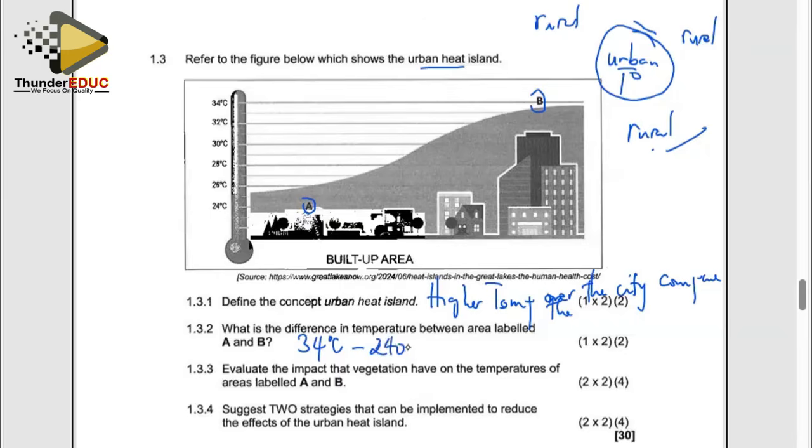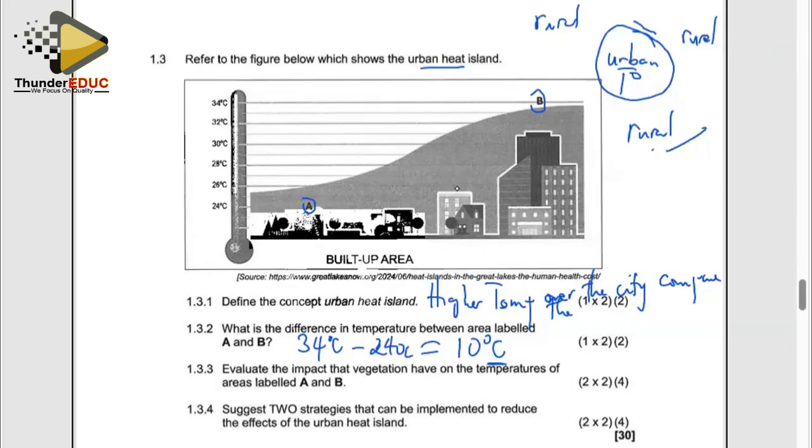24 degrees Celsius. So what is the difference there? 34 minus 24 degrees, which gives us 10 degrees Celsius. It's most important to put your unit of measurement. We cannot just ignore the units of measurement. Our temperature, remember, we measure it in degrees Celsius. So you must also incorporate the unit of measurement of the variable in question.